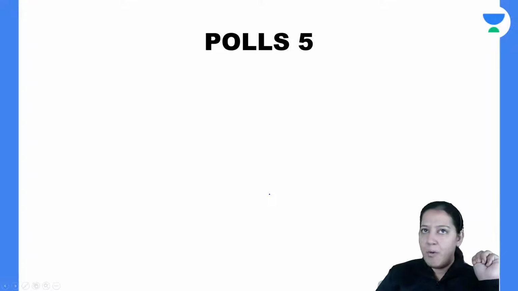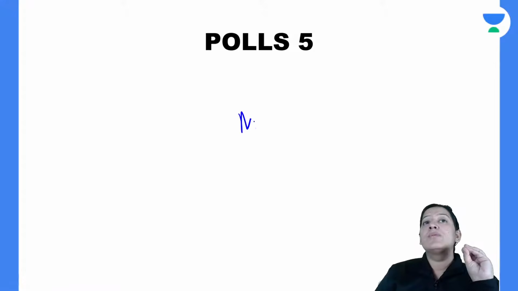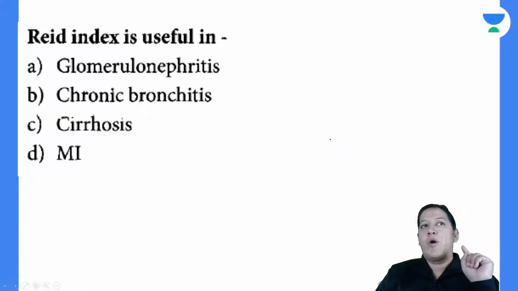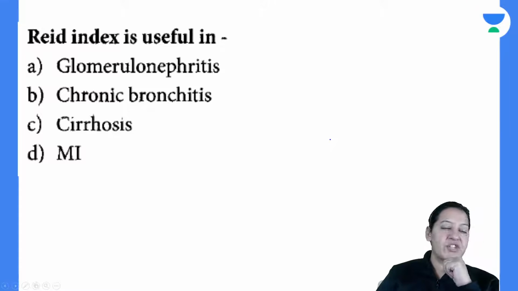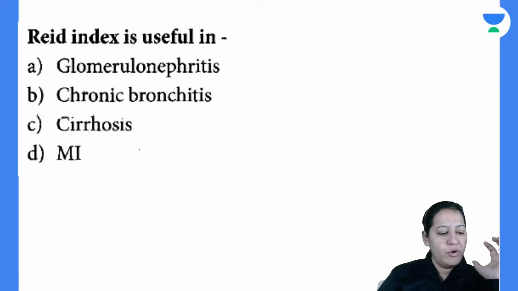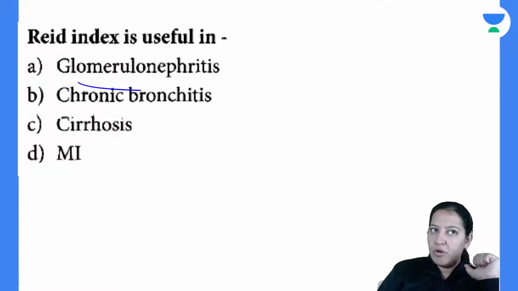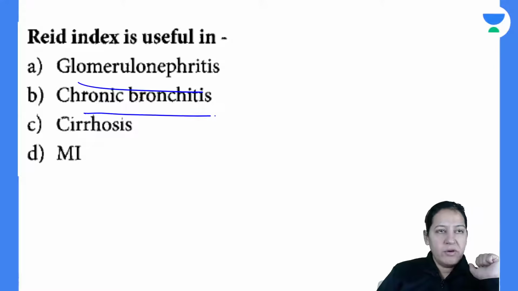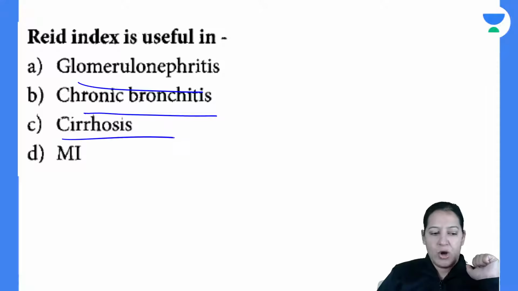Would you like to do some polls based on it? Many MCQs come from this topic, chronic bronchitis. So, okay, this is the first question in front of you. All those who are listening, please write your answer in the chat box if you know the correct answer. Just now I taught you the Reid index. You tell me what is true about it. Reid index is useful in which disease? Is it useful in glomerulonephritis? Chronic bronchitis? Cirrhosis? Or MI? Of course, it is useful in chronic bronchitis.